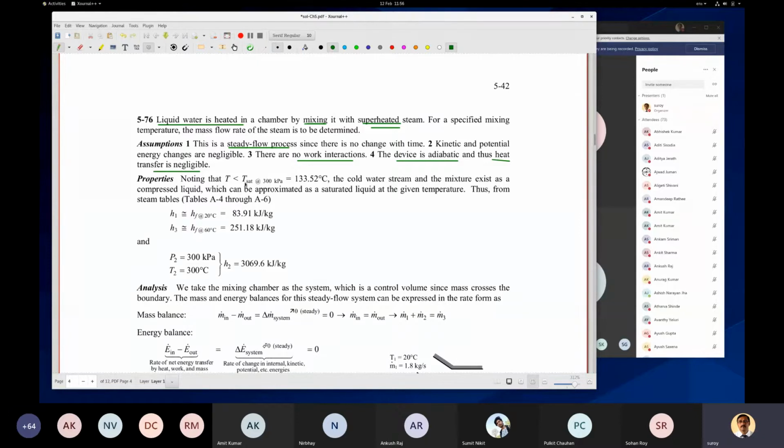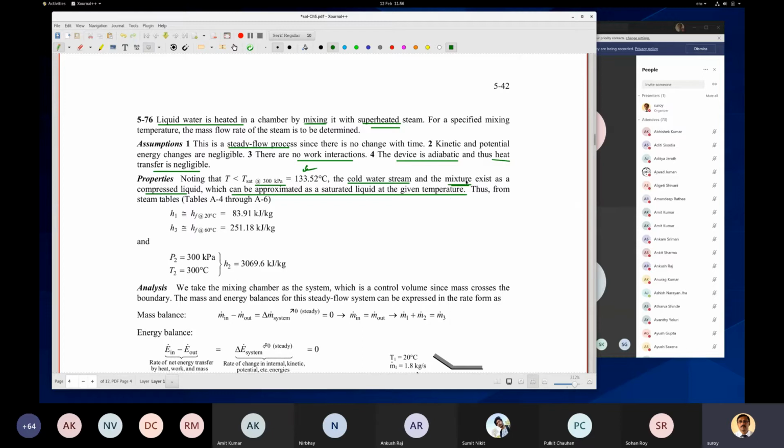So we know that at 300 kilopascal, it is 133.52 degrees centigrade. So the cold water is a compressed liquid, and the mixture of the superheated steam and the water is also a compressed liquid. So as I explained to you, it can be approximated as a saturated liquid at the given temperature.